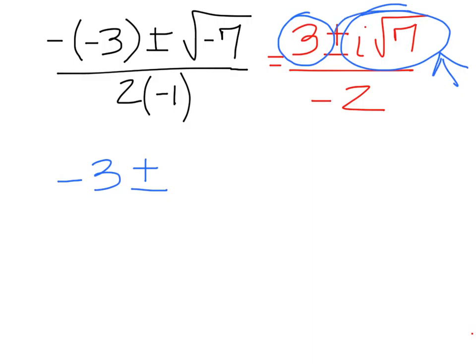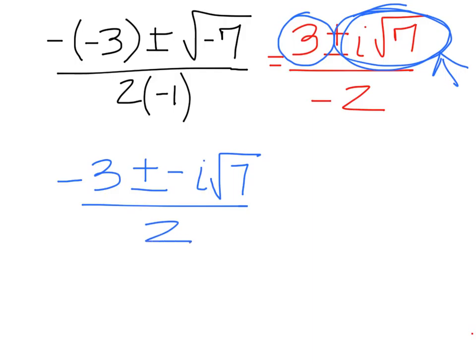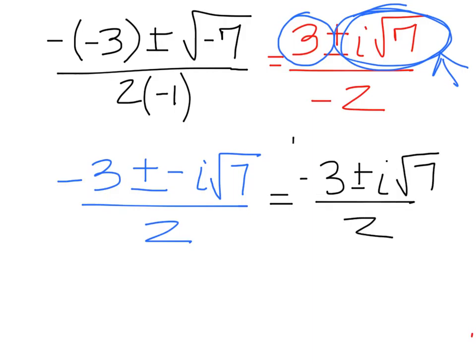If I multiply all this by a negative 1, in theory, it would be a negative i square root of 7. And then, of course, on the bottom you would have a positive 2. But is this necessary? No. Just negative 3 plus or minus i square root of 7 over 2.